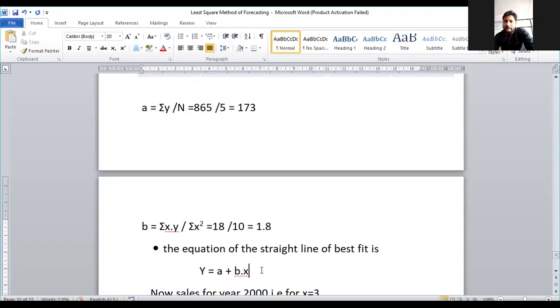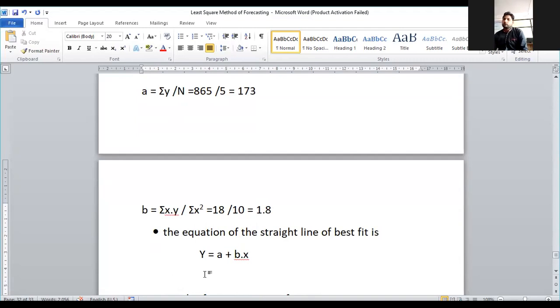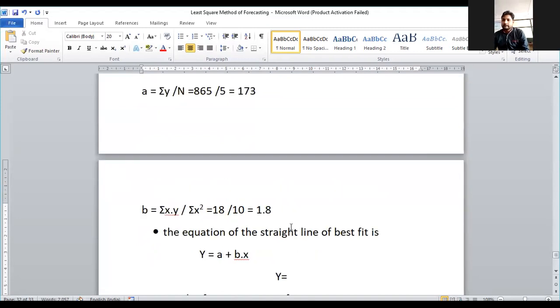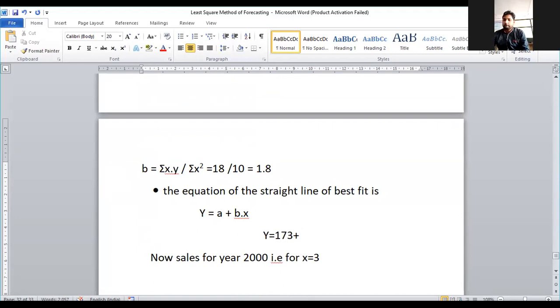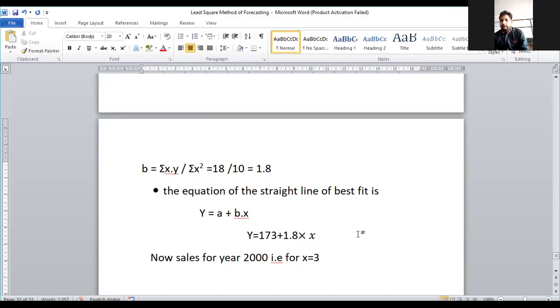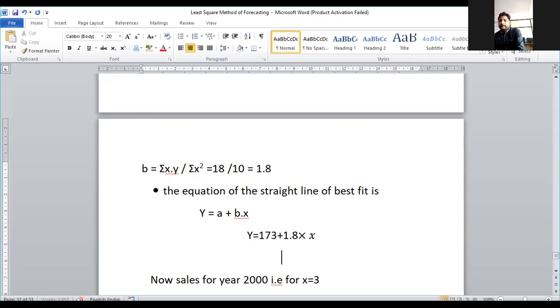Okay, so our line equation is y is equal to a plus bx. So in this equation, the constant values, that is nothing but a and b we have calculated, we have to put those values in the equation so that we get the line equation. y is equal to a value 173 plus b is 1.8 multiplied by x. Okay, I will insert the symbol multiply by x. Okay, so now here we have fitted the straight line.